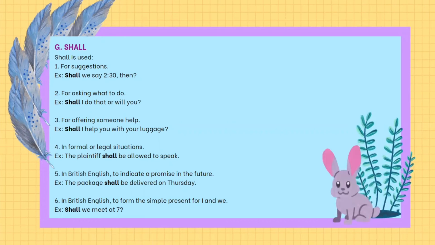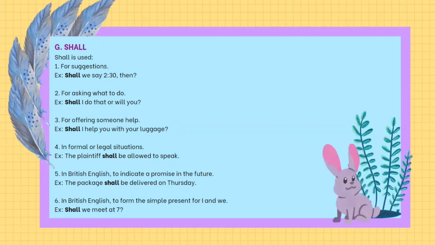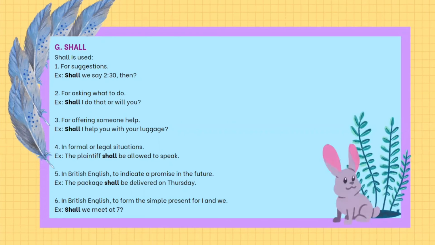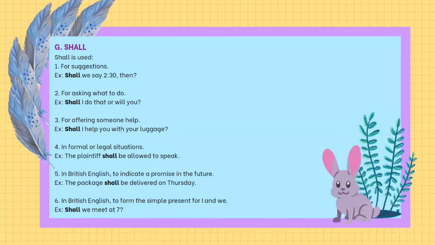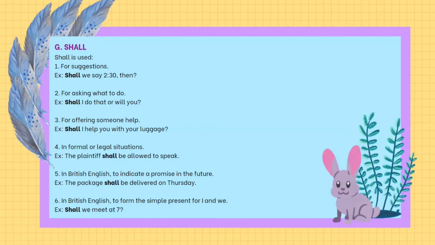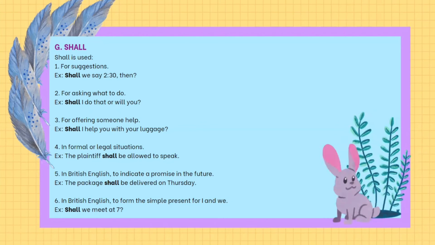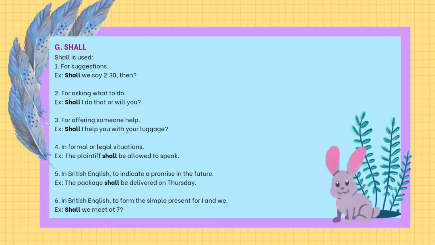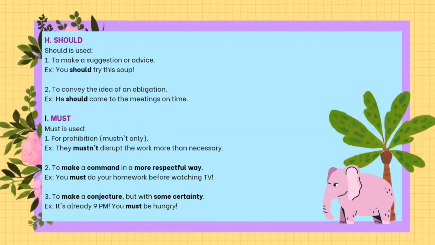Fourth, informal or legal situation. Example, the plaintiff shall be allowed to speak. Fifth, in British English, to indicate a promise in the future. Example, the package shall be delivered on Thursday. Sixth, in British English, to form the simple present for I and we. Example, shall we meet at 7?